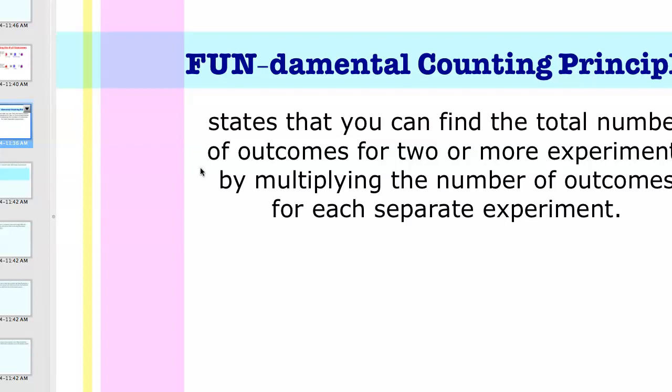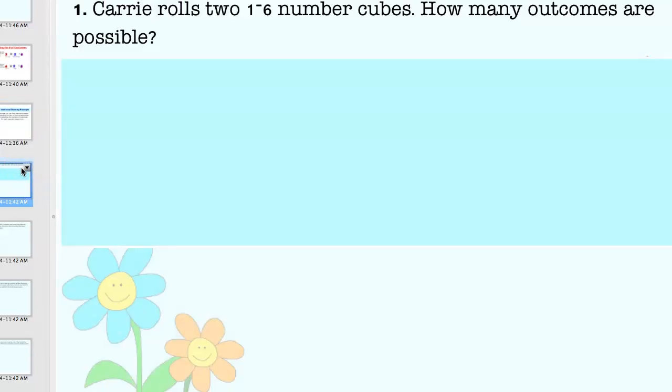It'll be a lot of fun. So in the previous lesson you learned about sample spaces and tree diagrams. And basically a sample space and a tree diagram tell you how many total outcomes there are. Well, the fundamental counting principle tells you the total number of outcomes as well, but it's a much easier way of finding it. Rather than creating a sample space or a tree diagram, you actually just multiply the number of outcomes for each separate event. So I'm going to show you, for example, number 1 here, Carrie rolls 2 dice.